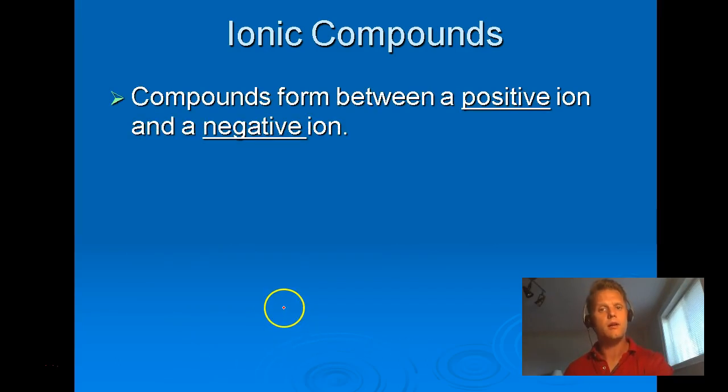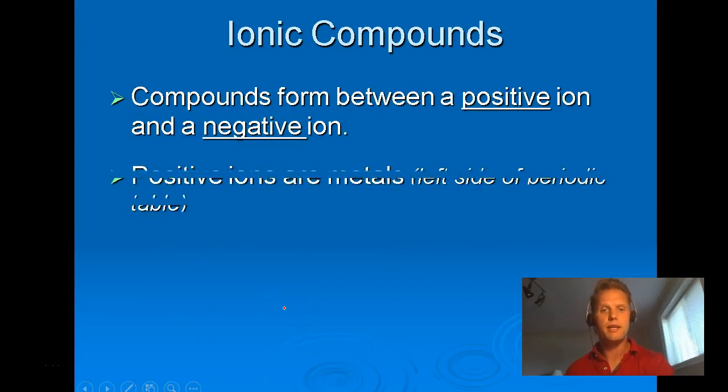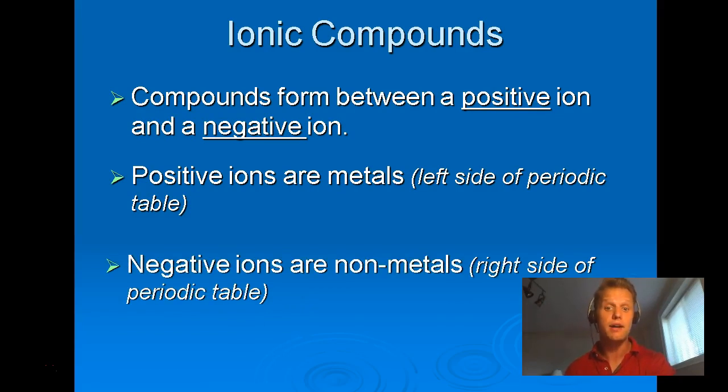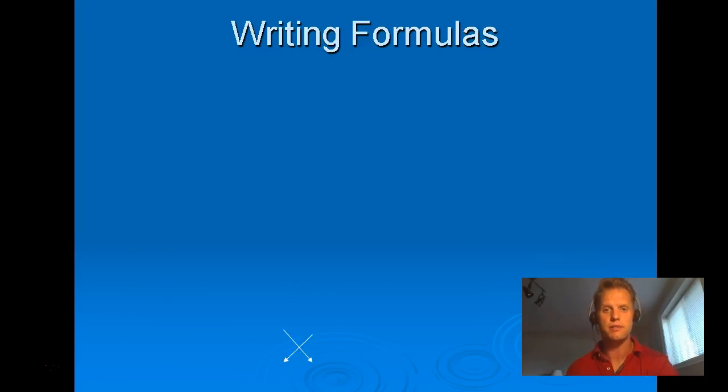Okay, so an ionic compound is formed between a positive ion and a negative ion. Positive ions are metals, they're on the left side of the periodic table, and negative ions are nonmetals, they're on the right side of the periodic table.